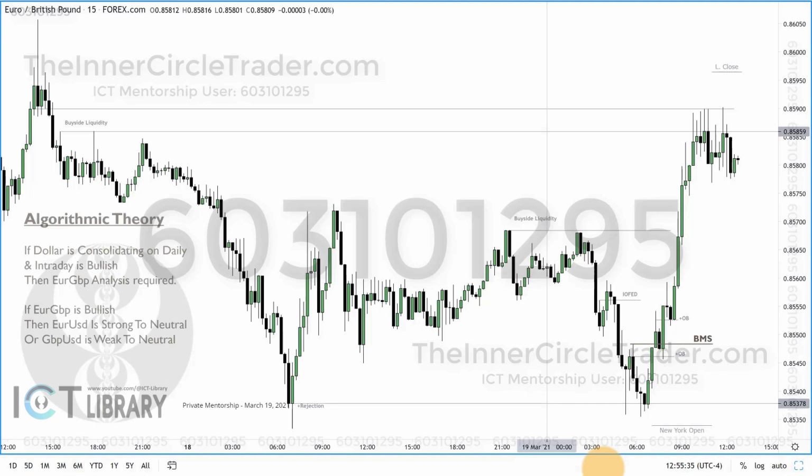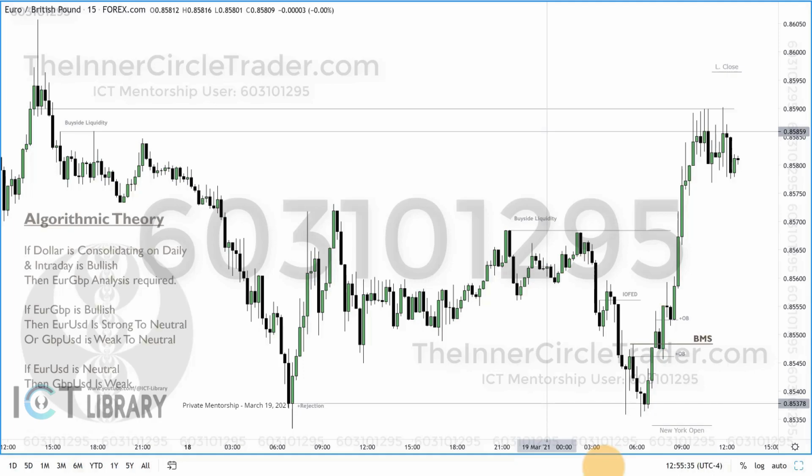Now, what does that mean? For this pair euro pound to go up, one of two things have to happen. Either the euro goes higher while the pound stays in consolidation, or euro stays neutral while pound goes lower. That's the only things that can happen that makes this pair go up. Now, furthermore, if euro dollar is neutral, then pound dollar is weak.